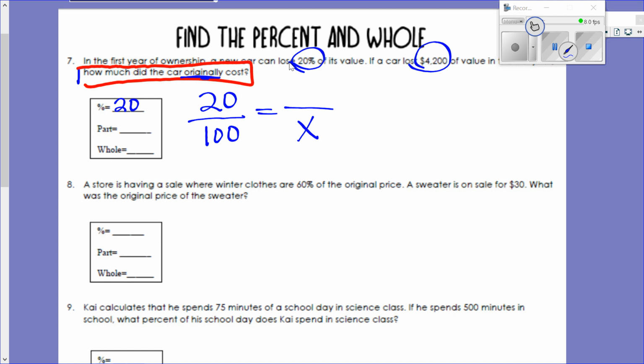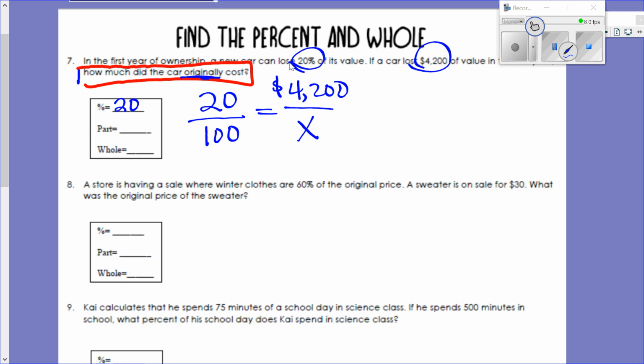It's the part, right? Because it says, how much did the car originally cost, guys? This is how much value it's lost. And then it says, how much was the car originally? That's the whole amount, okay? So we don't know that. It's the part. Exactly. So let's talk about what we do next.